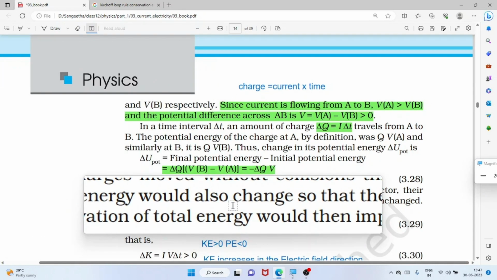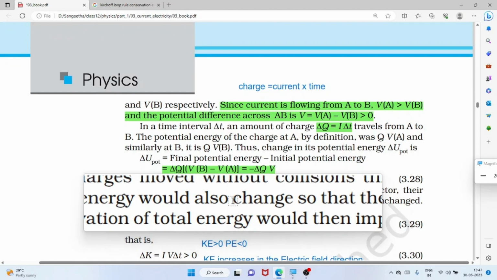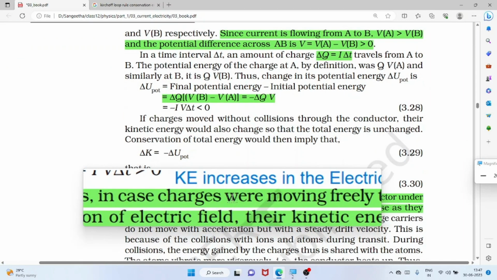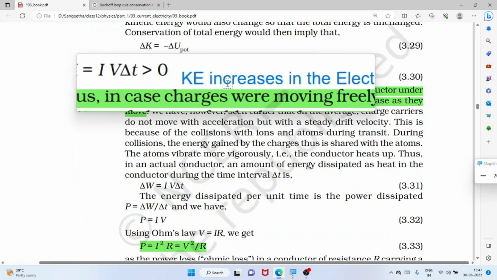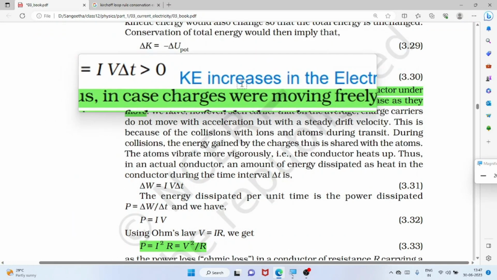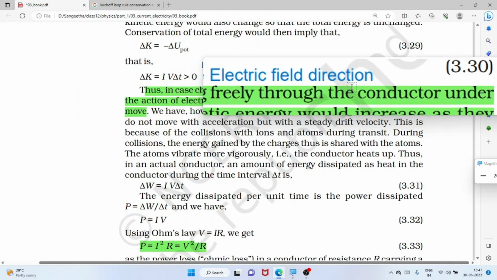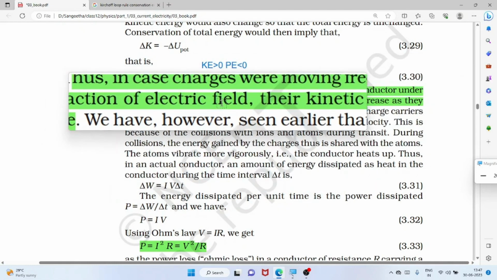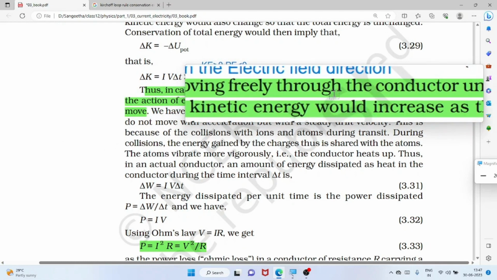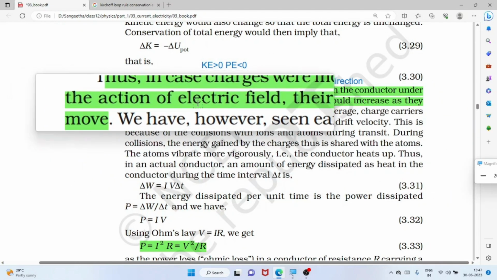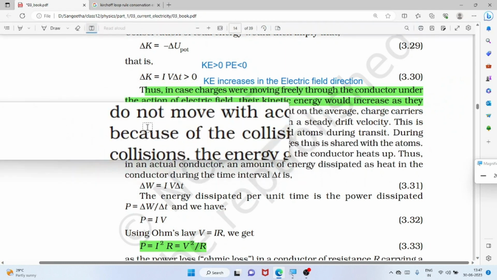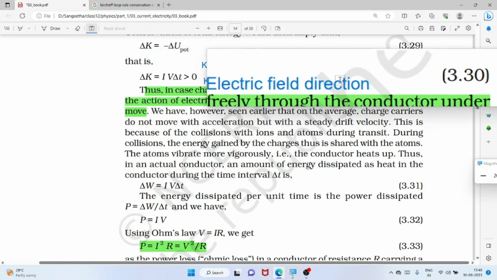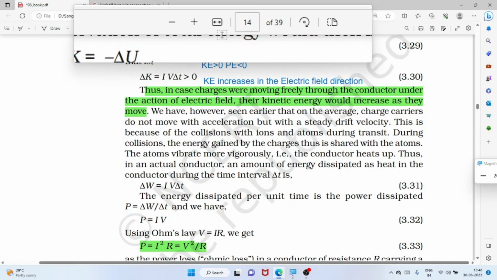Current into time is the total charge. The kinetic energy and potential energy are conserved. Kinetic energy increases in the direction of the electric field. Thus, in case charges are moving freely through the conductor under the action of the electric field, their kinetic energy would increase as they move. So kinetic energy increases in the electric field direction.